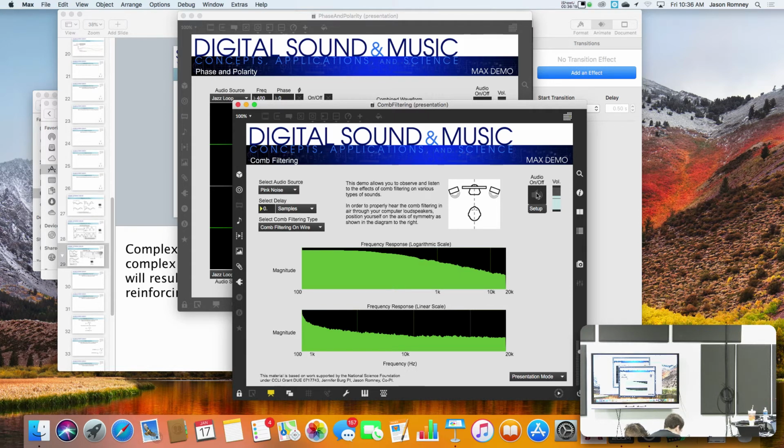Now, comb filtering that happens on the wire is comb filtering that everybody hears no matter where they sit in the room. It comes out of the loudspeaker already messed up. That really, really stinks when that happens because everyone hears it. Doesn't matter where they sit or how much they paid for their ticket or whatever. Everyone hears that garbage. But you can also comb filter the air. You want to hear what that sounds like? You want to hear what it sounds like when you comb filter air?